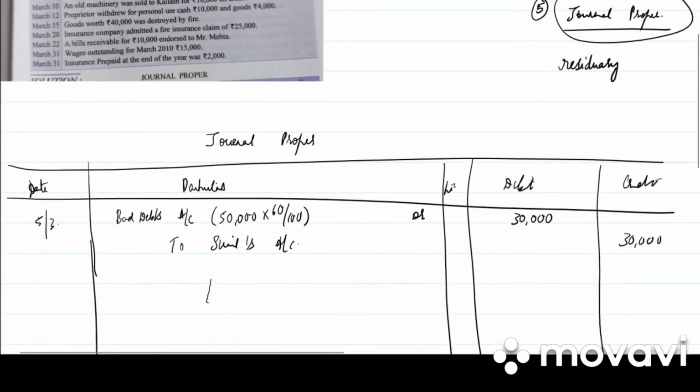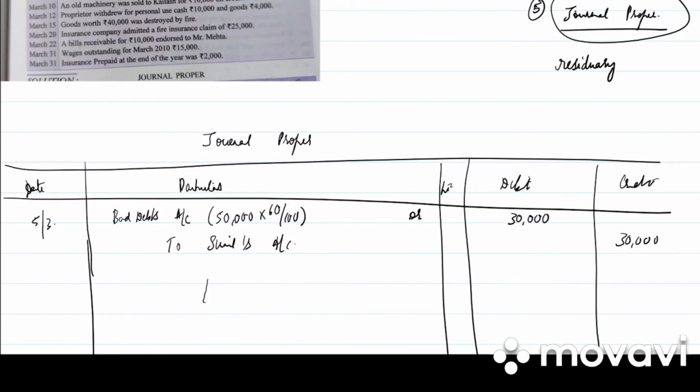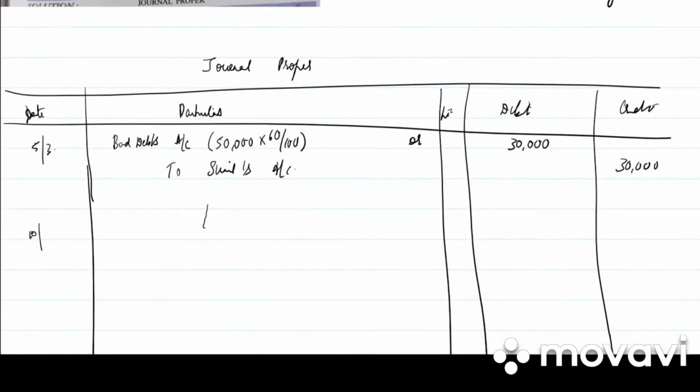Next on 10th March we have an old machinery was sold to Kailash for 10,000 on credit. So what will be the journal entry of 10th March? It is Kailash account debited to machinery account. Write down the narration. Old machinery sold on credit.